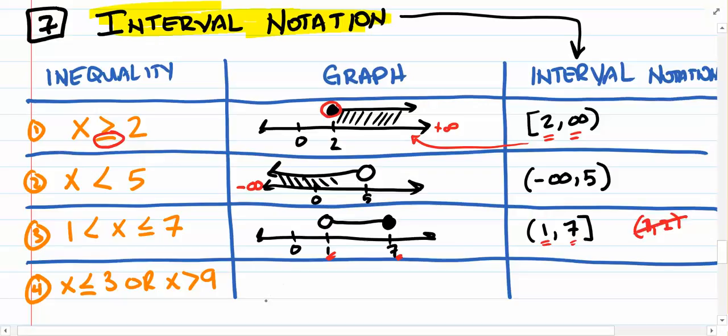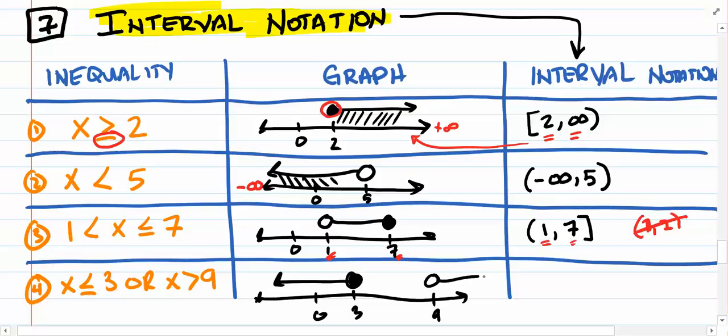Last one here. Here's my number line. So here is 0, here's 3, and here's 9. So above the 3, and we closed it in, and we go to the left. We go above the 9, and we don't close it in, and we go to the right. So notice again, this is still negative infinity over here, and this is still positive infinity over here.